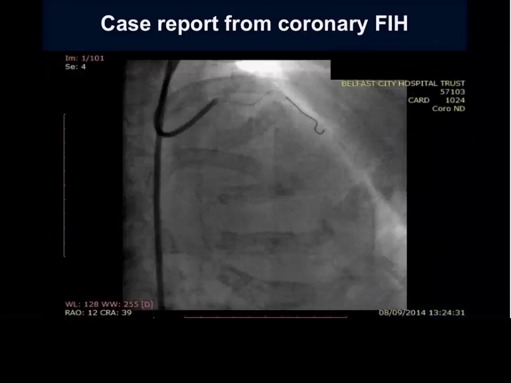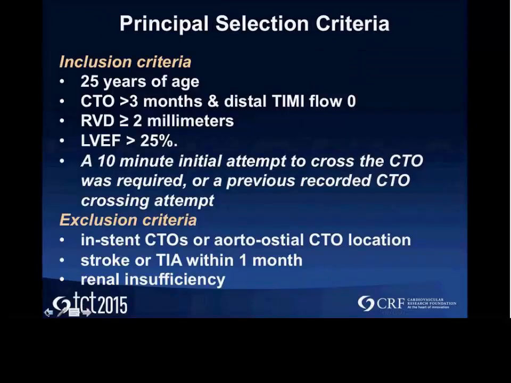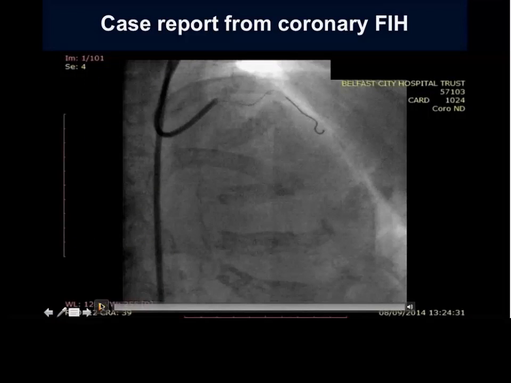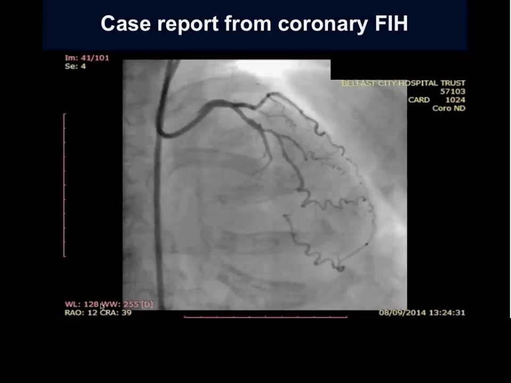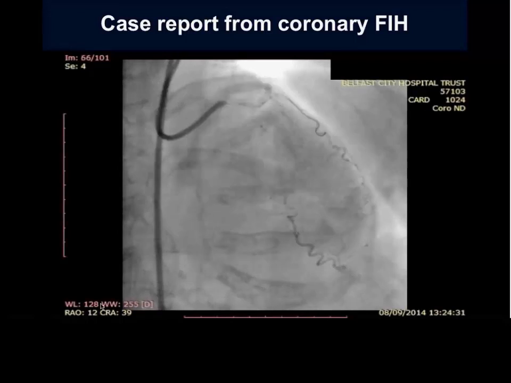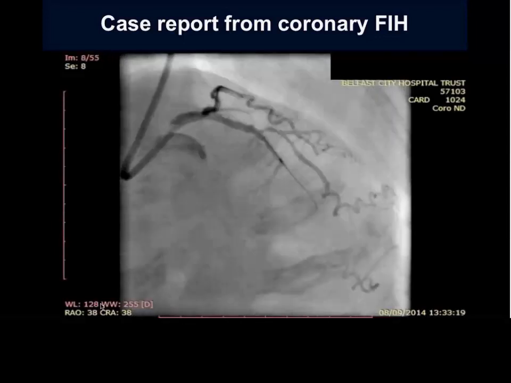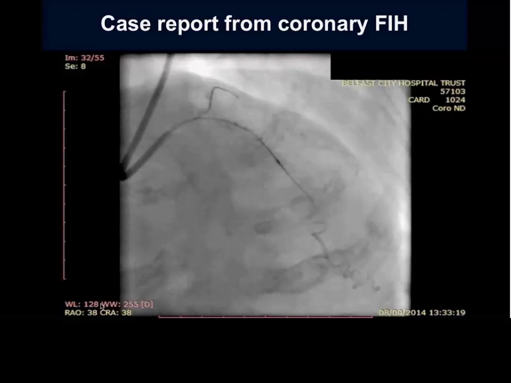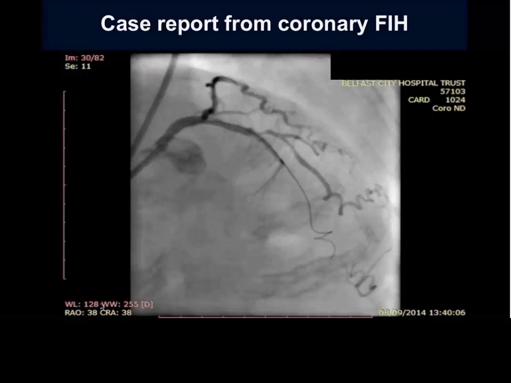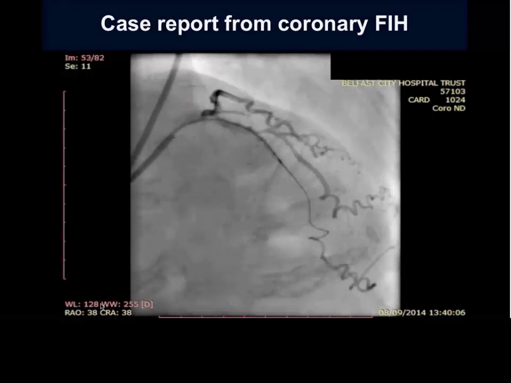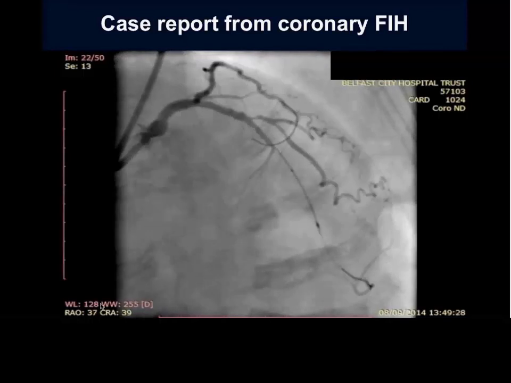This is one of the examples from one of the procedures. This is an occluded LAD, and you can see the NovaCross system will be inside this open loop, and this microcatheter going out and going through the vessel. And the final result after stenting was perfect. And after this presentation, I will also show you one of my cases.